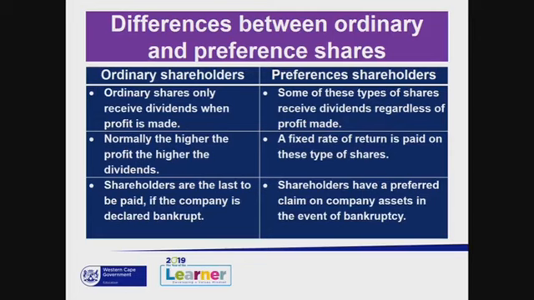The third difference, they look at bankruptcy. Ordinary shareholders are last to be paid if the company is declared bankrupt. Preference shareholders, on the other hand, have a preferred claim on the company's assets in the event of bankruptcy. And learners, those 3 differences, that's all you need to know. You don't need any other notes, and if it's asked as a question like that in the exams, it's 12 marks for free.